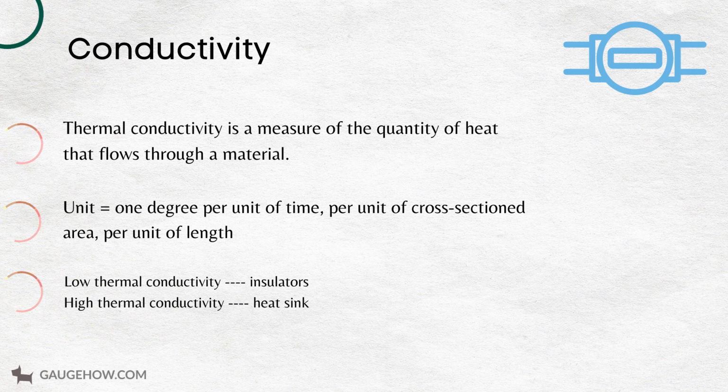Conductivity. Thermal conductivity is a measure of the quantity of heat that flows through a material. It is measured as 1 degree per unit of time, per unit of cross-sectional area, per unit of length. Materials with low thermal conductivity may be used as insulators. Those with high thermal conductivity may be a heat sink.